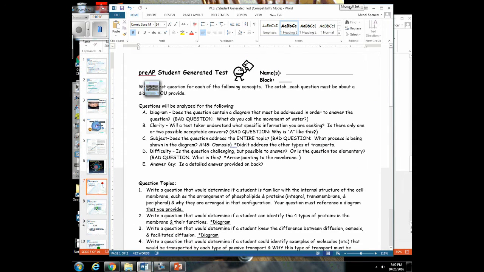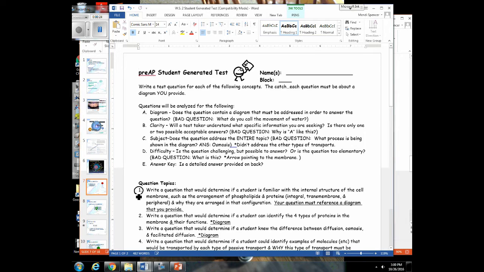Now that we've covered that section in our notes, you can start writing your student-generated test. Ultimately, you're going to make a test that has 10 questions on it, and someone else in the class is going to take that, and then you're going to grade it and give them some feedback. Right now, we've only covered enough concepts for you to write 2 questions.